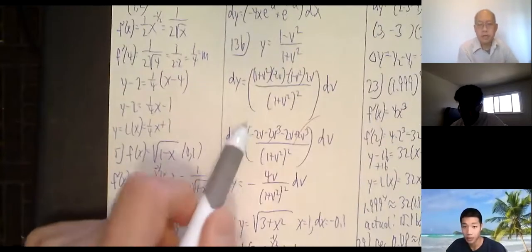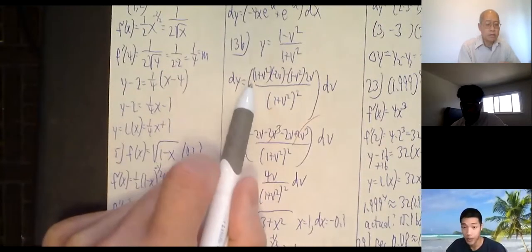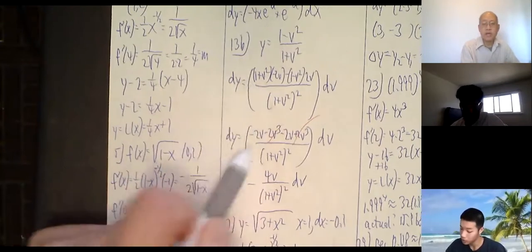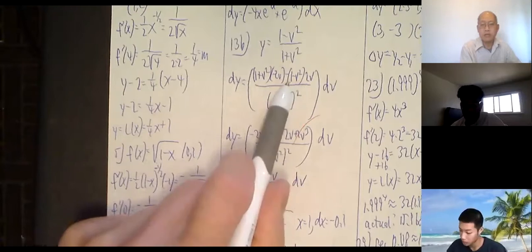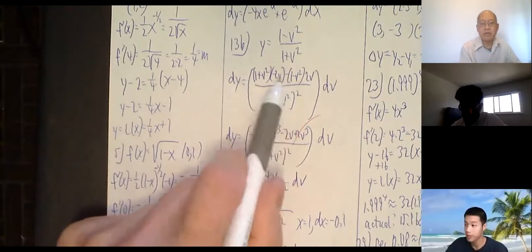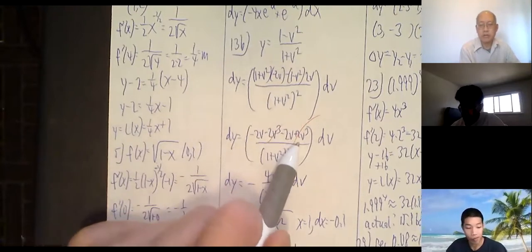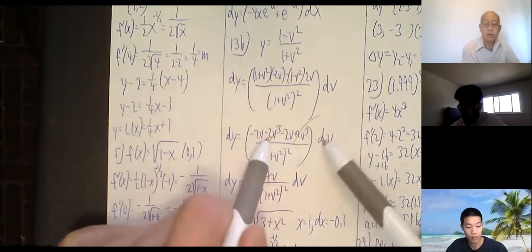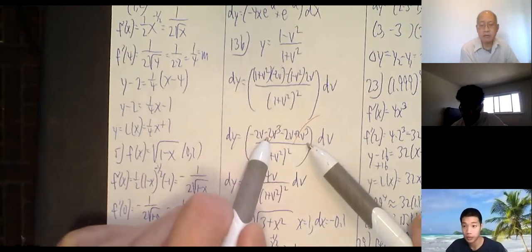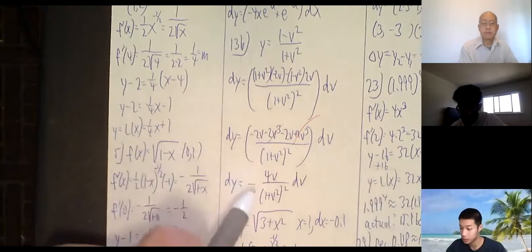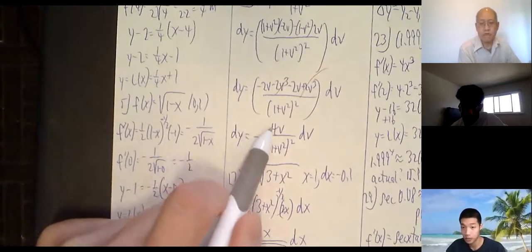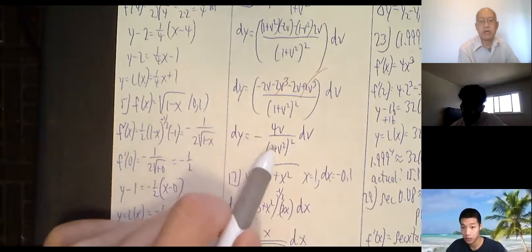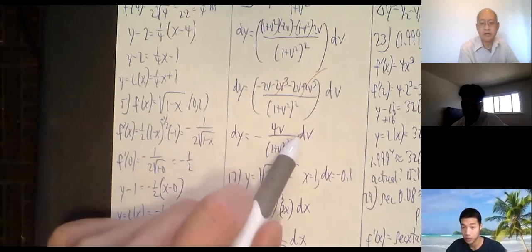Okay, then just some cleanup. So I distributed. So that's negative 2v minus 2v cubed, minus 2v, minus a minus of plus 2v cubed. The 2v cubes cancel out. So my final answer: dy equals negative 4v over 1 plus v squared, squared, dv. And there we go.